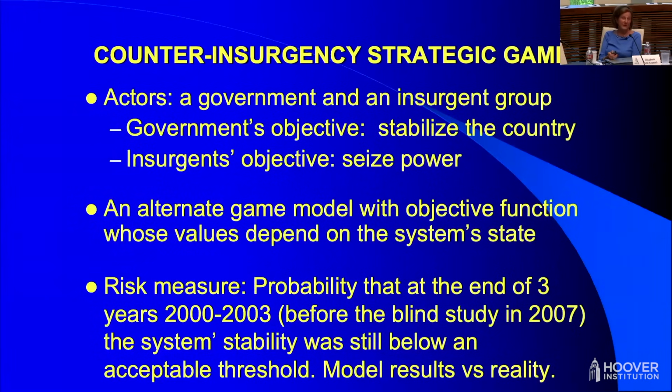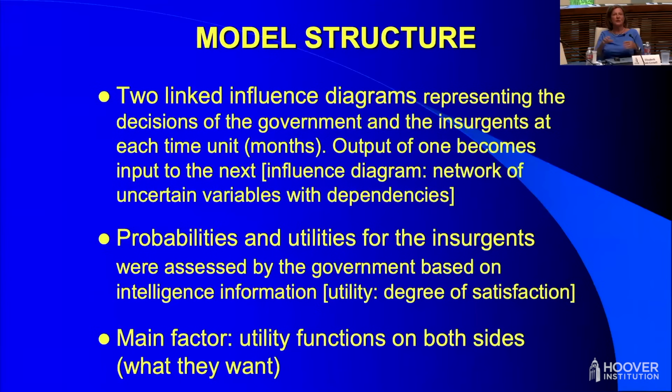The actors, a government and insurgent group, both of them want to have power. An alternate game model with objective function whose values depend on the system state. And the risk measure was the probability that at the end of 3 years, 2000 to 2003, the system stability was still below an acceptable threshold. And we could compare the model results against the reality. So we had two linked inference diagrams representing the decisions of the government and the insurgents at each time unit in months. And the output of one became the input to the next.